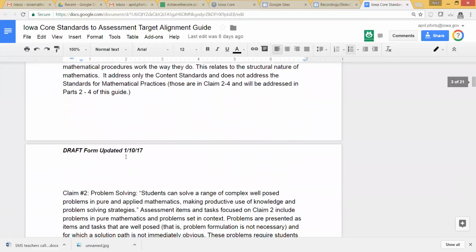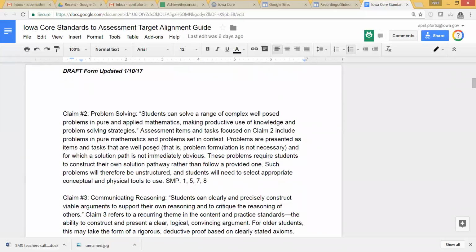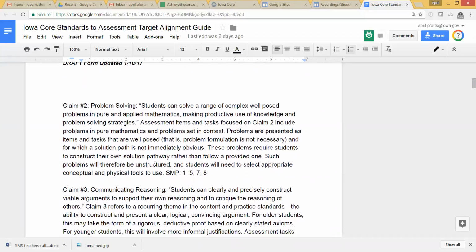And as we scroll through, then we get into depth that the students can solve a range of complex, well-posed problems in pure and applied mathematics, making productive use of problem-solving strategies. So what does well-posed problems mean? Well, that means that everything that the student needs to solve that problem is contained in that information.